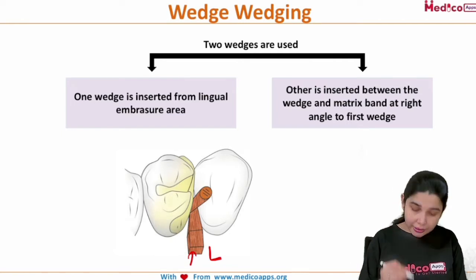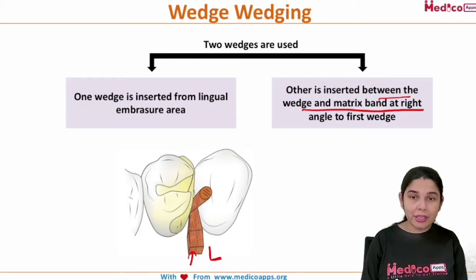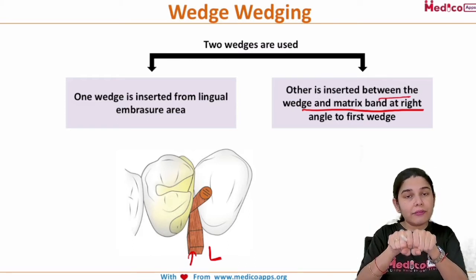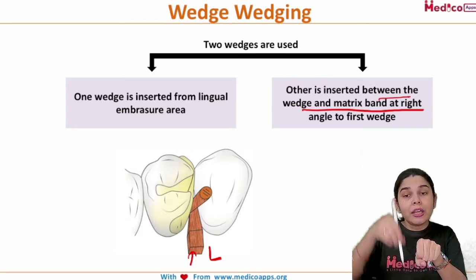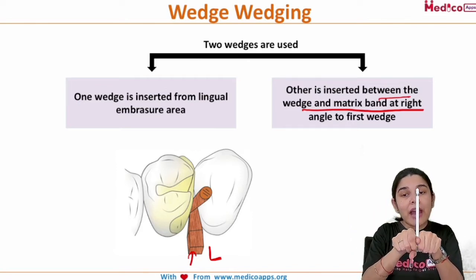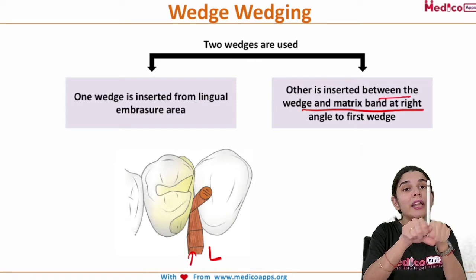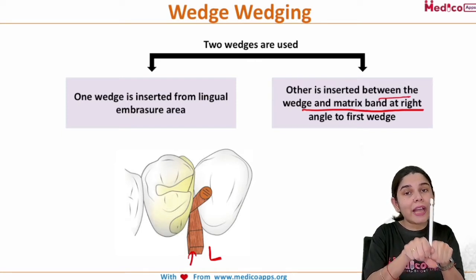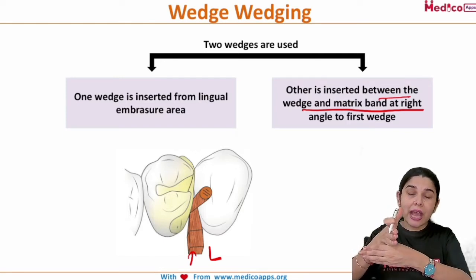Rather than that, the wedge is inserted between the wedge and the matrix band at a right angle to the first wedge. So as you can see, if these are the two teeth and one wedge is already present from the lingual surface area, the other will be present from above. It will be something like this, and one wedge will be present here. This is the other wedge which has come from the lingual surface area. So the other wedge is inserted between the wedge and the matrix band at a right angle to the first wedge. So it will be like this at a right angle.